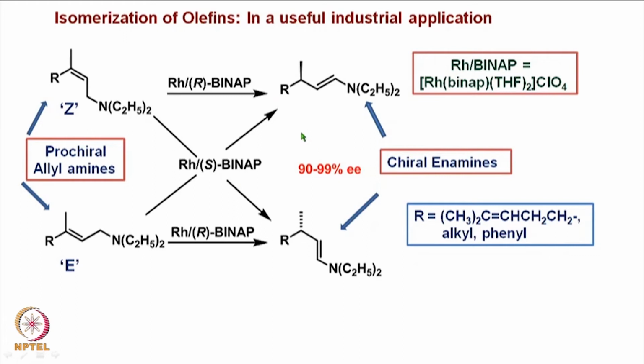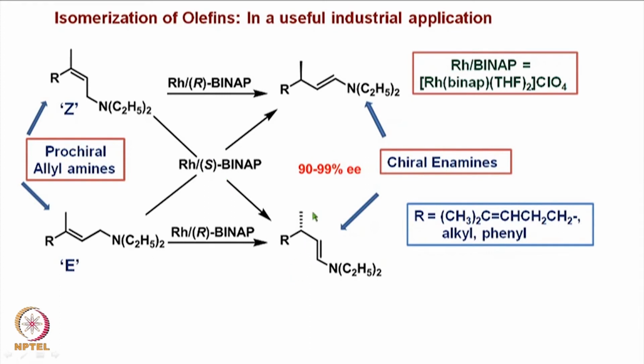What it means is that when we start with a prochiral allylamine of a specific geometry of the double bond and react it with a particular rhodium catalyst with R BINAP, we get a chiral enamine of certain absolute configuration, and with the same allylamine, when it is reacted with the rhodium catalyst having a BINAP of opposite configuration, then we get the chiral enamine of opposite configuration.